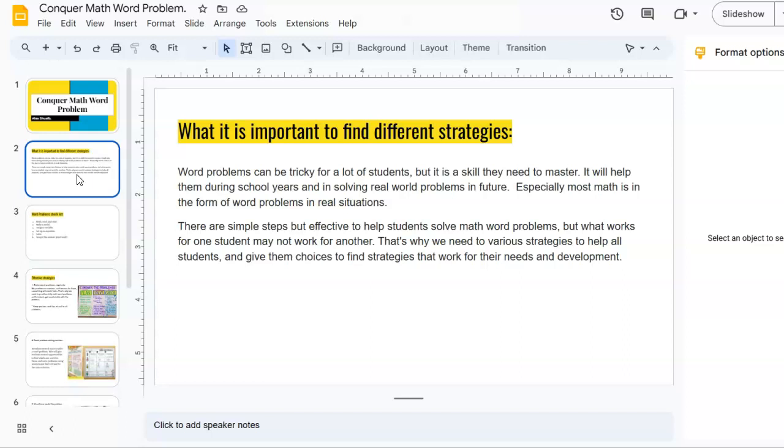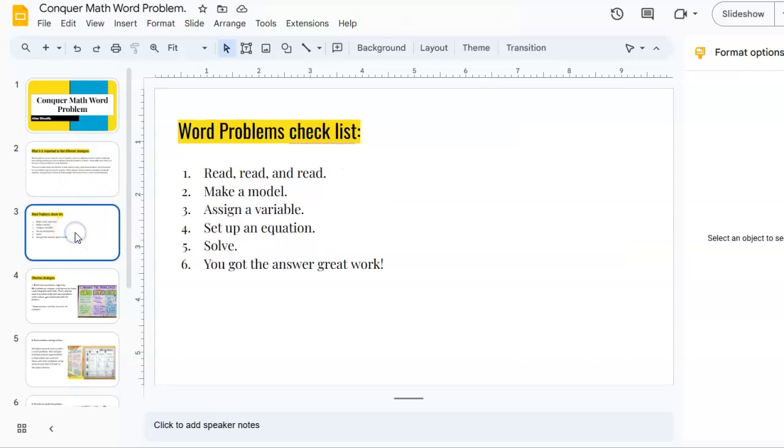Well, I'm going to include some simple steps on how to solve it, but I know it's not going to work for all students, because whatever worked for one student may not work for another. So I'm going to include several strategies that will help us as educators and teachers to support our students to find the strategies that will work for them according to their needs and interests and level and everything. So let's start. First, the checklist or the simple way is to read the problem.